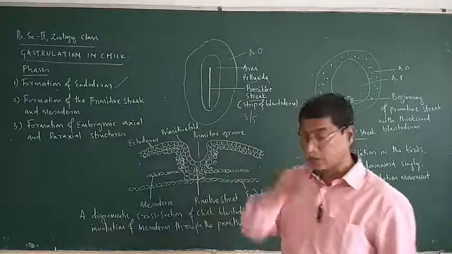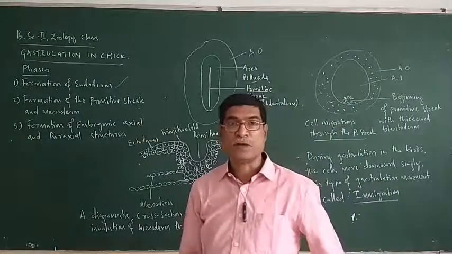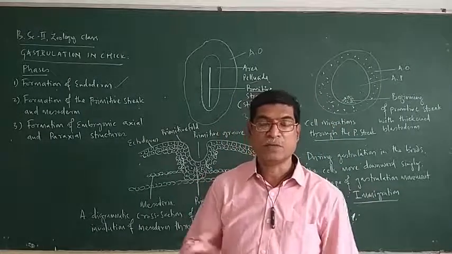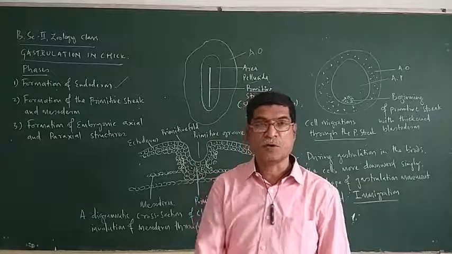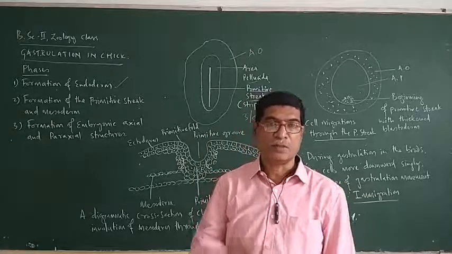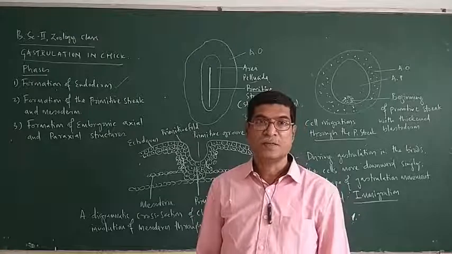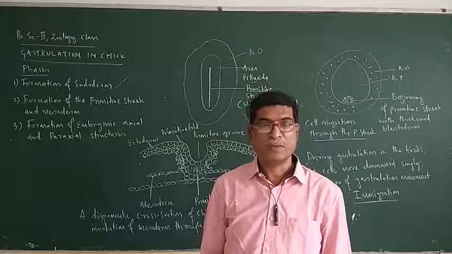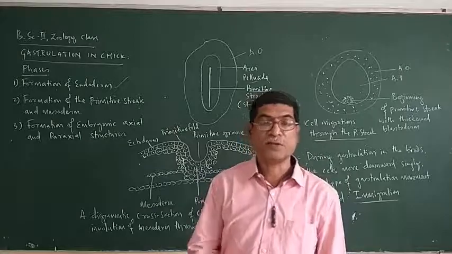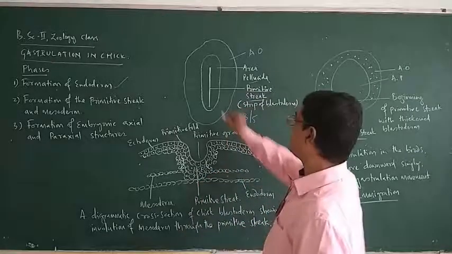Primitive streak formation is very important for the formation of what? Formation of notochord, nerve cord, and the mesoderm. All these regions start to appear from the primitive streak after its formation. So this is primitive streak.